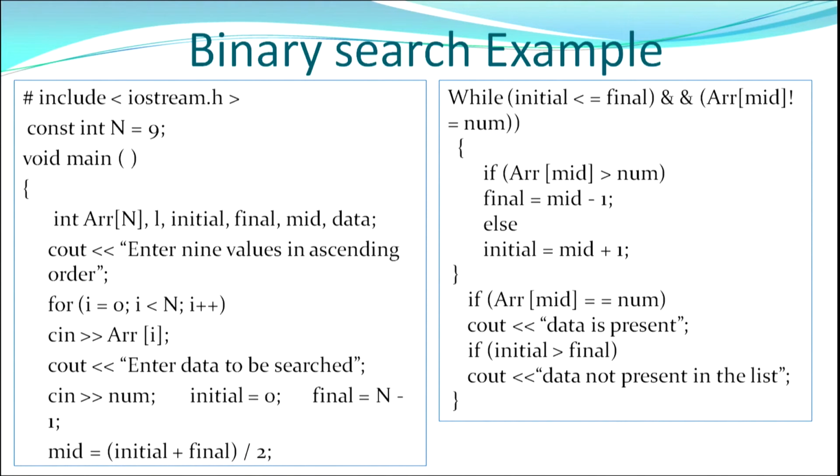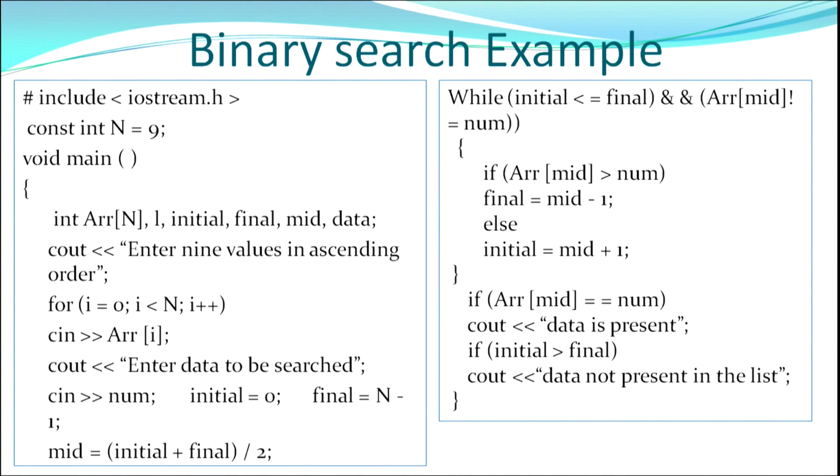It is stored in the variable num. The initial subscript is 0 and the final subscript is size of the array minus 1. That means, if the array length is 9, then the final subscript will be 8 because it starts from 0. So, using those two values, initial and final, I calculate the middle element, the middle location. Once the middle location is found, it is stored in the variable mid in the program.